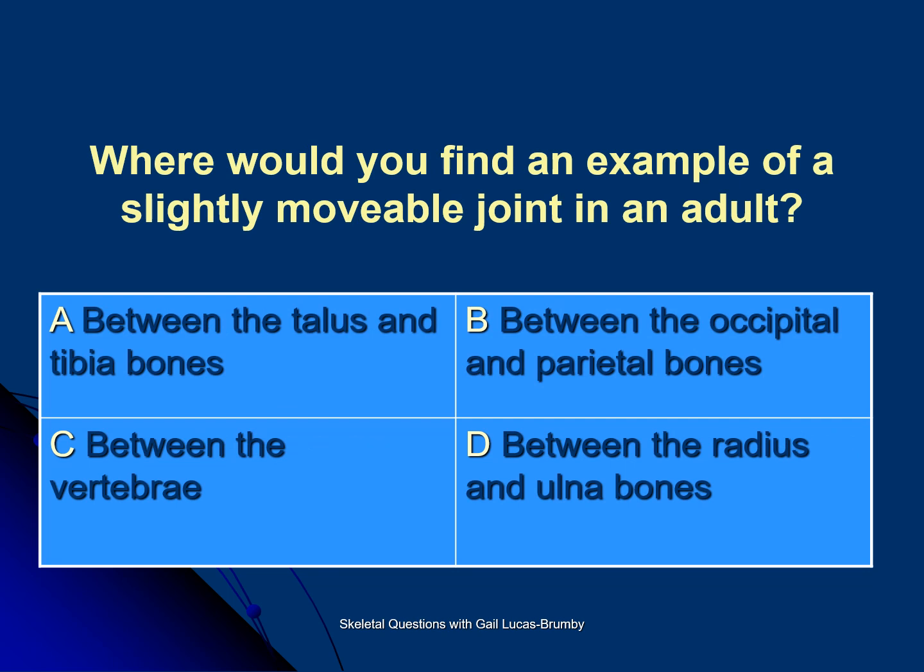Where would you find an example of a slightly movable joint in an adult? Is it A, between the talus and the tibia bones? Is it B, between the occipital and the parietal bones? Is it C, between the vertebrae? Or D, between the radius and the ulnar bones? And the answer is C, between the vertebrae. The vertebrae are known as slightly movable joints.